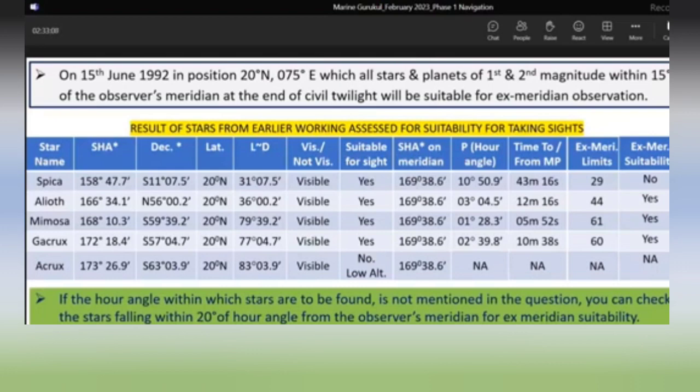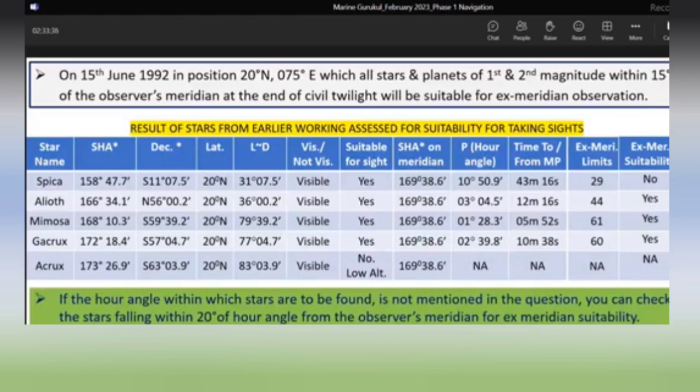Sir, what was the last line you said, that if in the question this 15 degree is not given, we will take 20 degrees by ourselves, sir? That's right, beta. If a question asks you to find the star suitable for X meridian and the question does not tell you anything about the R angle, like they have mentioned 15 degrees here, if nothing is mentioned, in that case you can take 20 degrees and solve the question.